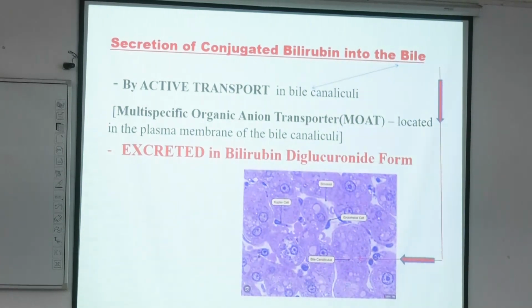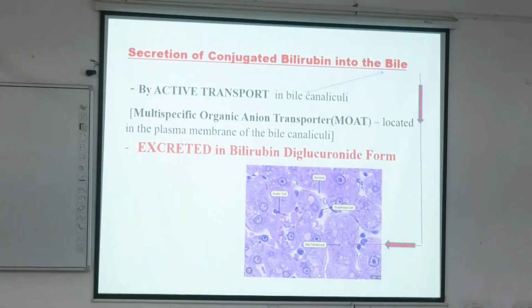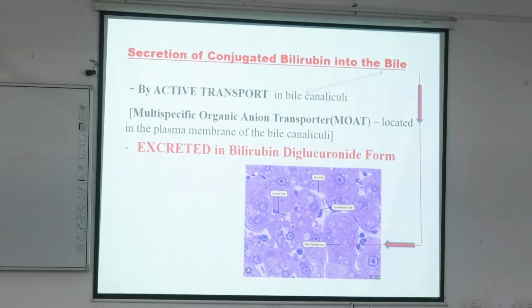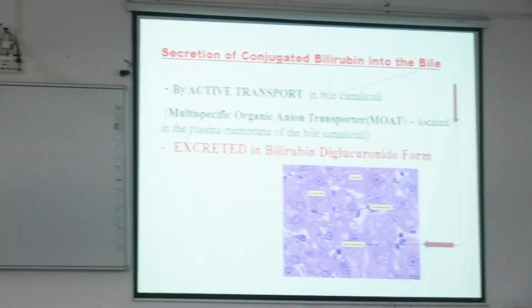Once it is formed, this conjugated bilirubin is secreted into the biliary canaliculi, not basically the bile. In the histopathological section, at the cellular level, this is happening. Bilirubin has been conjugated by the hepatocytes after being taken up from the sinusoidal surface, and now this conjugated bilirubin will be released into the canalicular side so that it enters into the biliary system. So, bilirubin is normally excreted in the form of bilirubin diglucuronide.